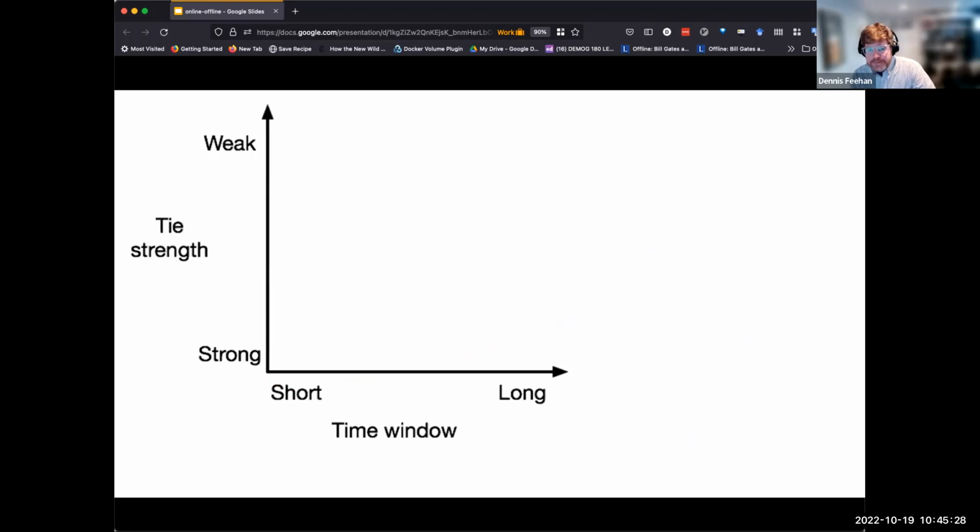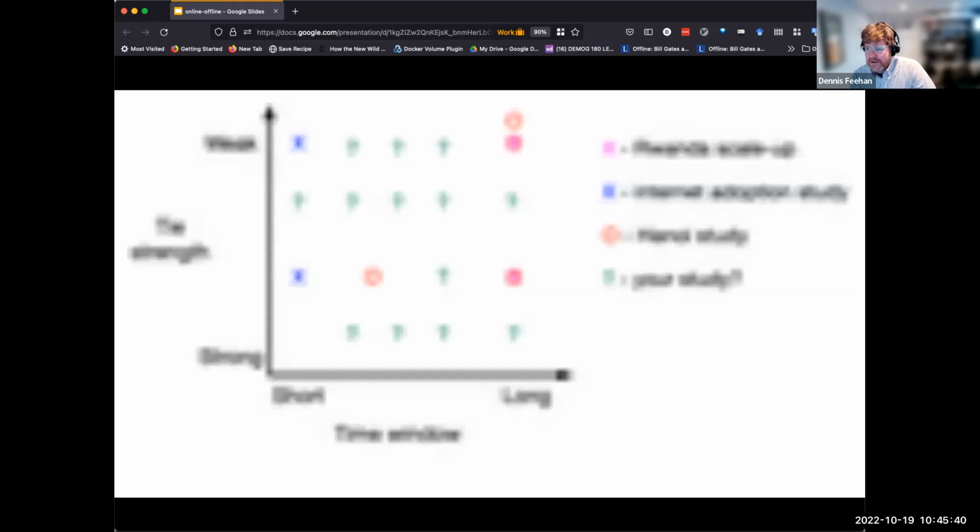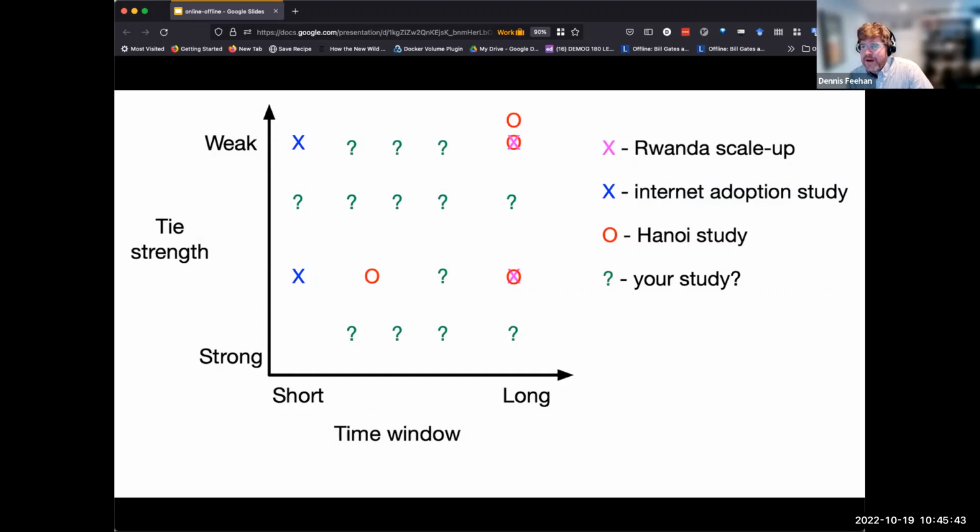In addition to the strength of the tie, another thing we could think about varying is the time window that we ask about. A few other studies have done this. The study that I talked about today was looking at a very short time window, just the day before. Some network scale-up studies have varied the strength of ties across reports about a really long time window, like interactions in the past year.